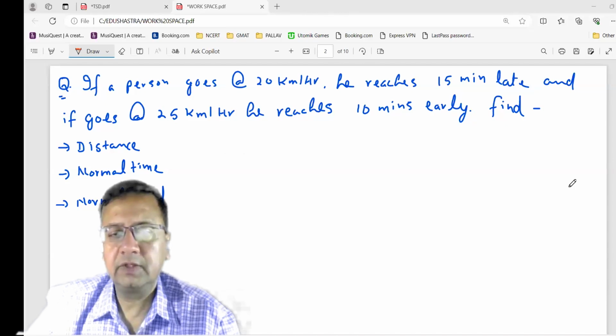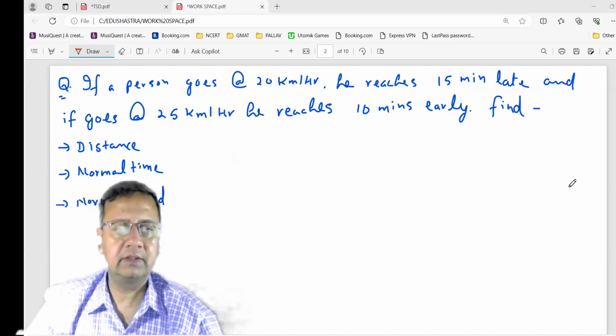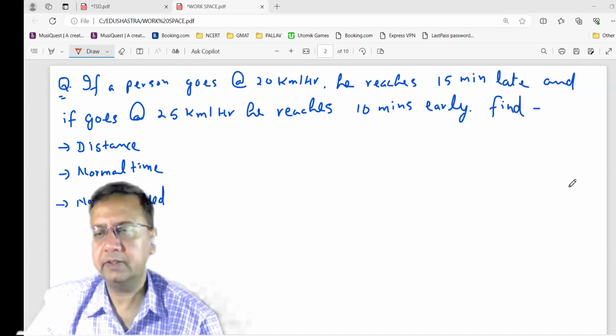If a person goes at 20 km per hour, he reaches 15 minutes late, and if he goes at 25 km per hour, he reaches 10 minutes early. Find distance, normal time, normal speed.